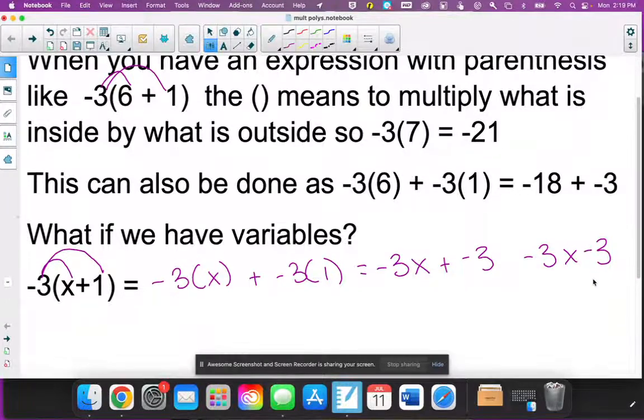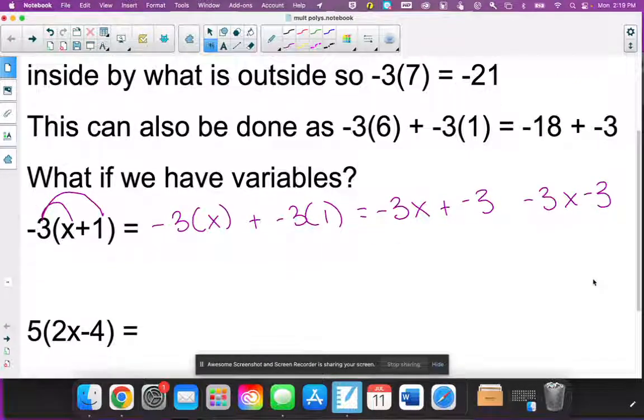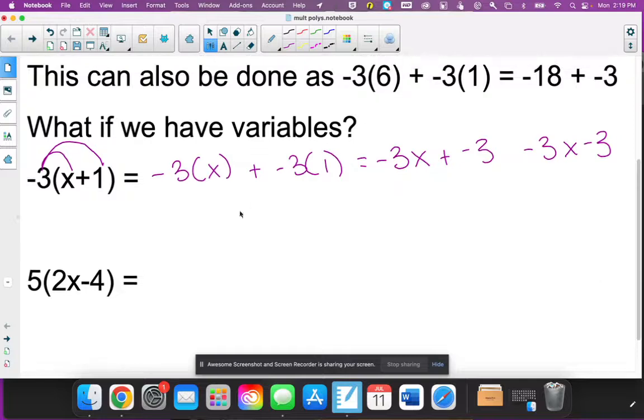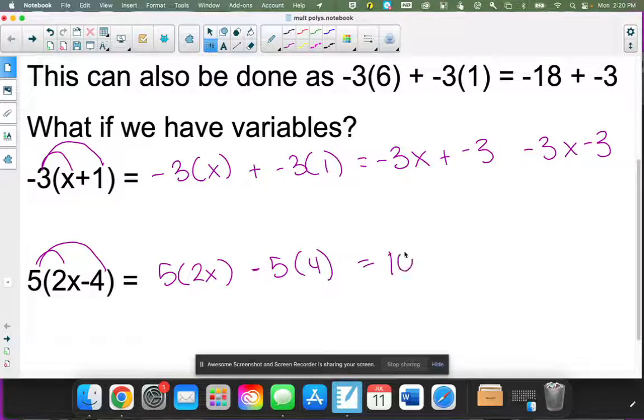All right, so let's try a couple more before we move up to the next step. Okay, so 5 times, because that's what that means when you have the parentheses, remember that it's multiplication, 5 times 2x minus 4. So that is a difference statement, right? A subtraction statement, and you're multiplying 5 times both pieces. So 5 times 2x minus, because that's what we are doing, 5 times 4. So that should be 10x minus 20.